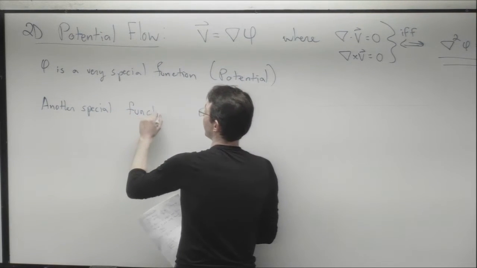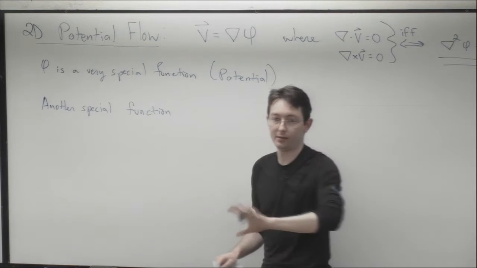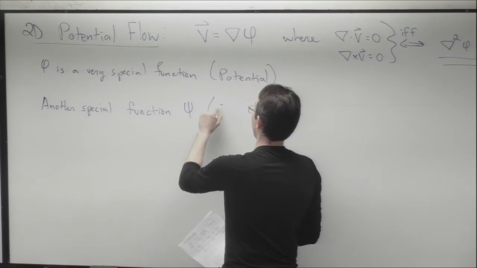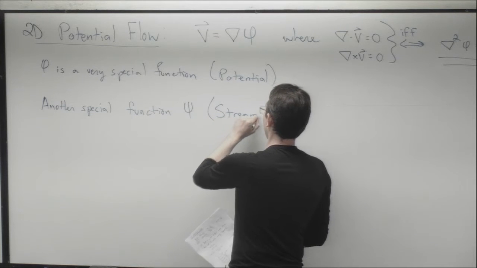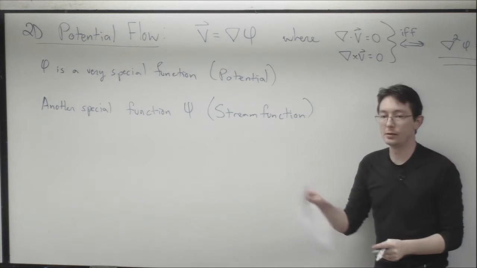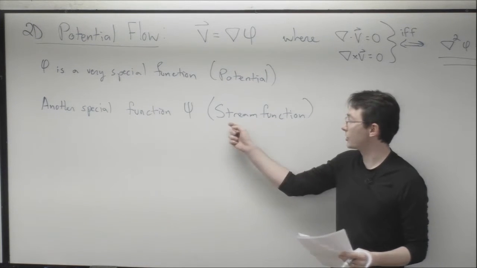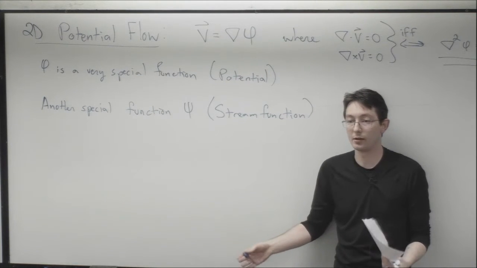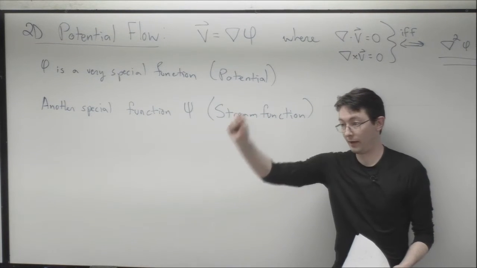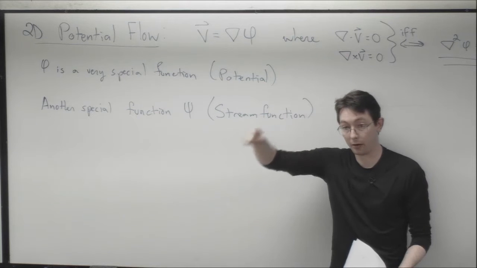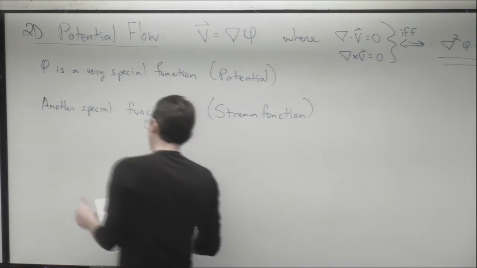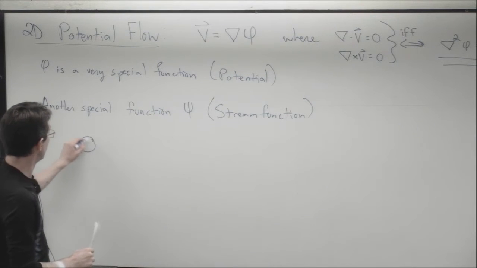This special function is closely related, and we'll talk about this next quarter. Another special function, psi, is called the stream function. And it's going to be useful because it essentially tells me what the streamlines are in my vector field. So if I follow a particle, it'll tell me where that particle goes and what the curve of particle trajectories is, using the stream function.